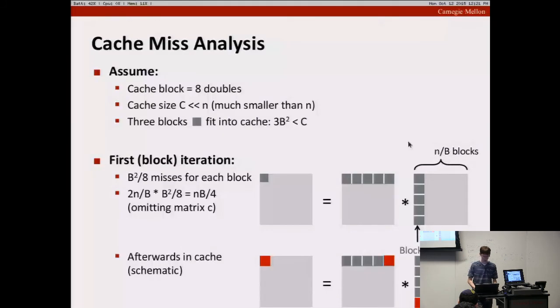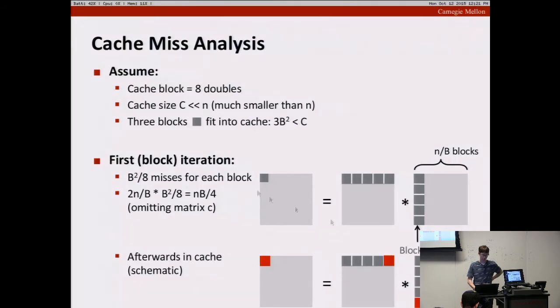So let's see. Over here, we are doing 2n over b times b squared over 8. See, b squared over 8 is loading up all of the lines like before, and then the 2n over b is the number of blocks we have.